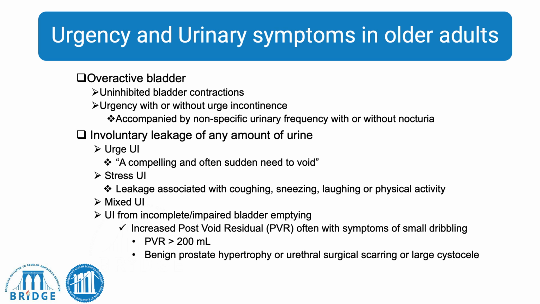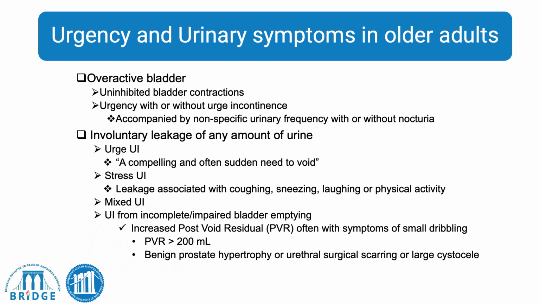The first is urge urinary incontinence. In urge urinary incontinence, the older adult has a compelling urge and often a sudden urge to void. There's also stress urinary incontinence. In stress urinary incontinence, there's leakage associated with increased intra-abdominal force that's generated by maybe coughing or sneezing or laughing and/or physical activity.